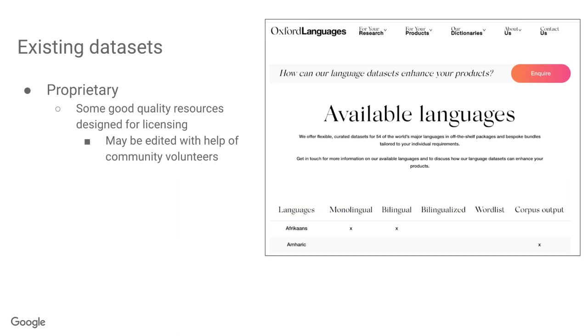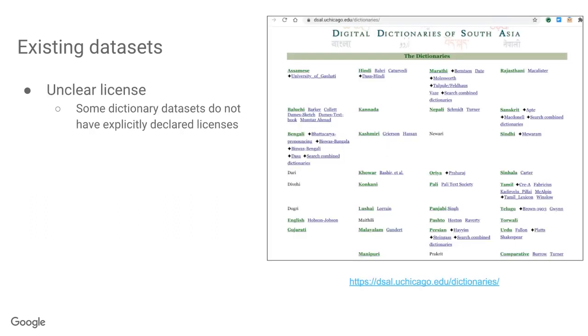There are some good quality resources that are designed for licensing, and maybe they're edited with the help of community volunteers. However, their offerings are subject to change. For example, they may remove a free online dictionary interface designed for individual users. Datasets that have an unclear license also pose a challenge.